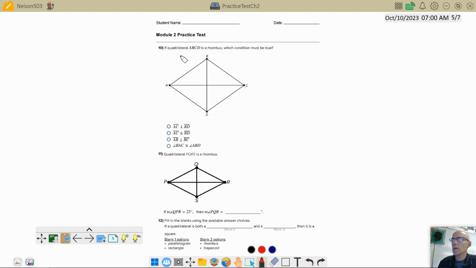Number 10, if the quadrilateral ABCD is a rhombus, which condition must be true? So yes, I'm going to have to change these a little bit, right? Because I don't want this to be multiple choice. So I'll figure out how I'm going to change it. It might be that I just tell you the diagonals are perpendicular. Okay, so let's see. If the quadrilateral ABCD is a rhombus, which condition must be true? Okay, so let's put a little perpendicular sign right here.